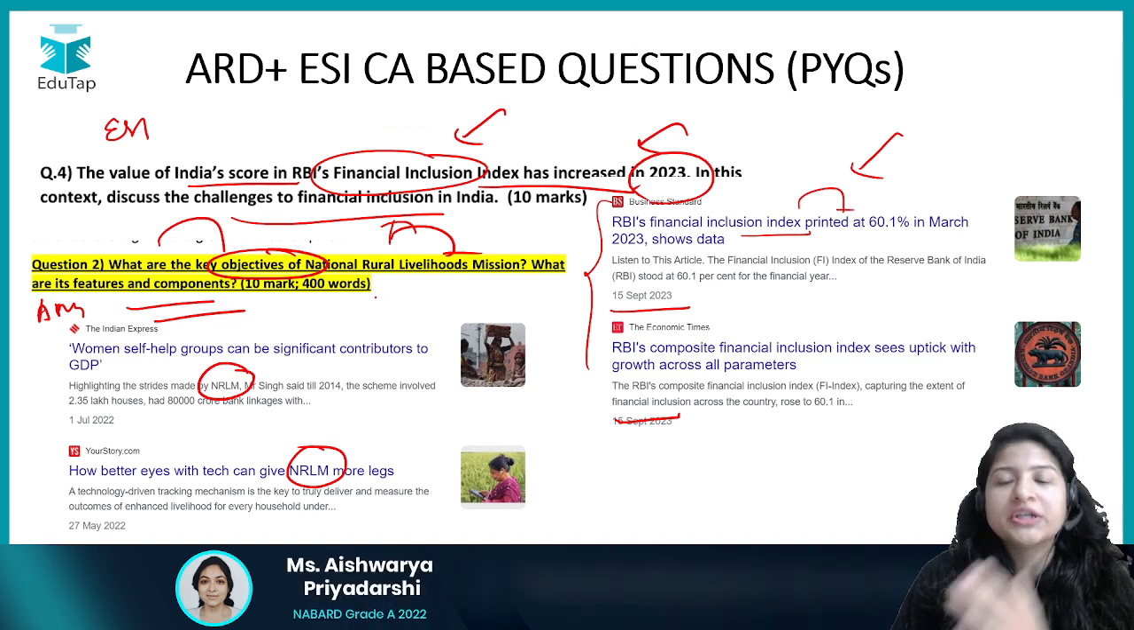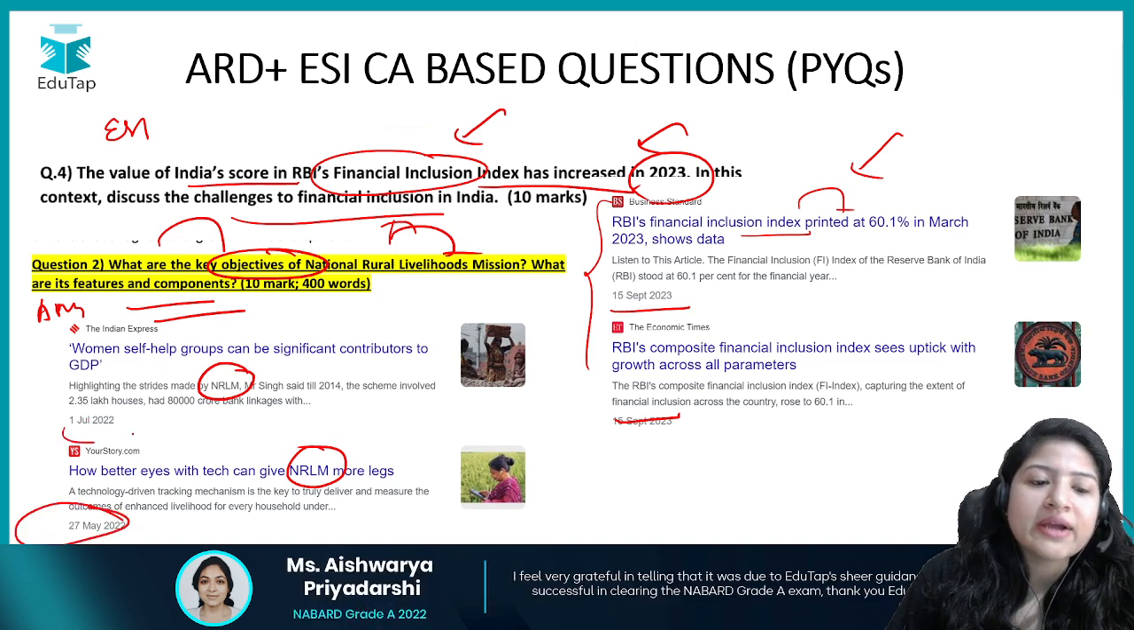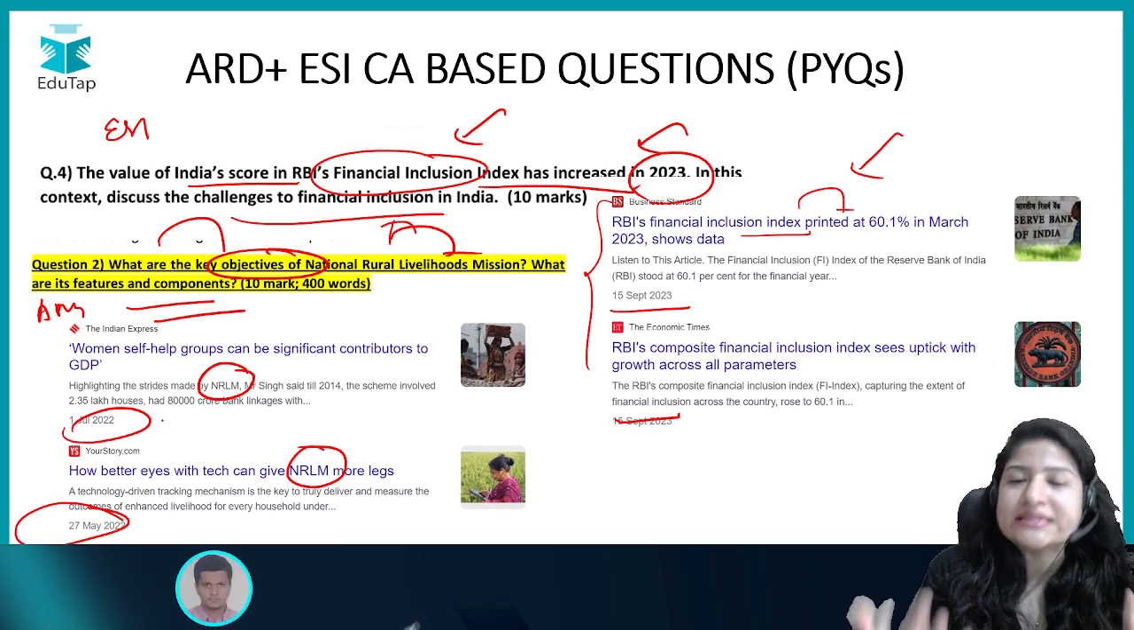So this particular question came in the 2022 cycle. However, if you look at it, the particular scheme was in news for reasons. ठीक है.